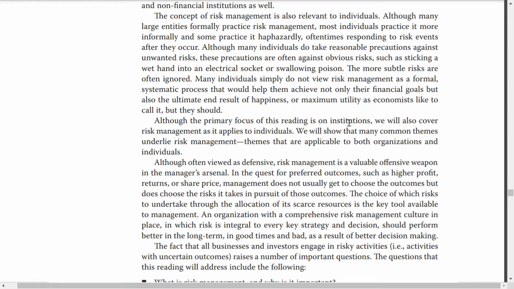Many individuals simply do not view risk management as a formal, systematic process that would help them achieve not only their financial goals, but also the ultimate end result of happiness.